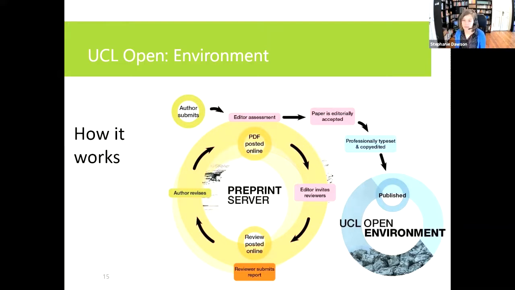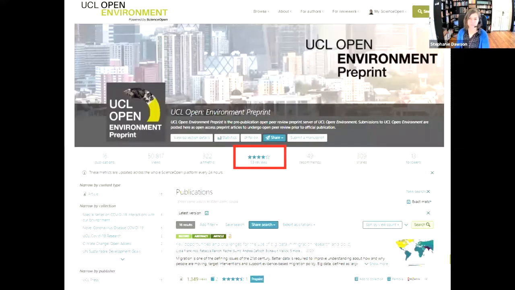Once an editor approves the submission, it's professionally copy edited and typeset and published in a final version. Here's a view of the UCL Open Environment preprint collection, which currently has 16 manuscripts actively undergoing review. So if you're an expert in any of these fields, please join and write a review or invite a reviewer, get involved. You can see that the preprints have had to date 53 open reviews. You can see in the statistics bar at the top.